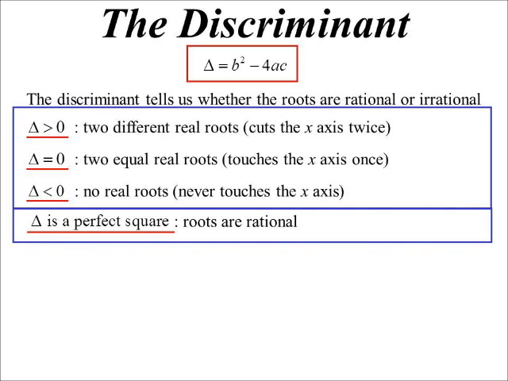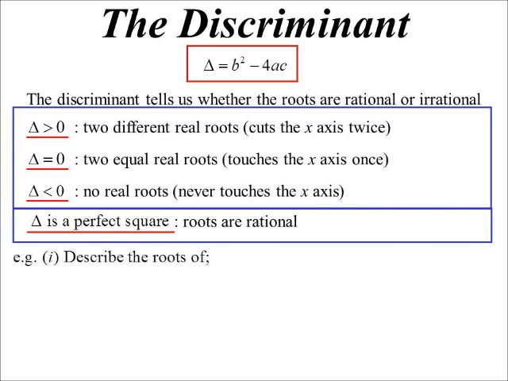So in addition, if the discriminant does turn out to be a perfect square, that's when we know the roots are rational. Because if it's a perfect square, we can find the square root of it. Otherwise, the roots will be irrational, because we're going to have plus or minus the square root of some number that we don't know what it is exactly.